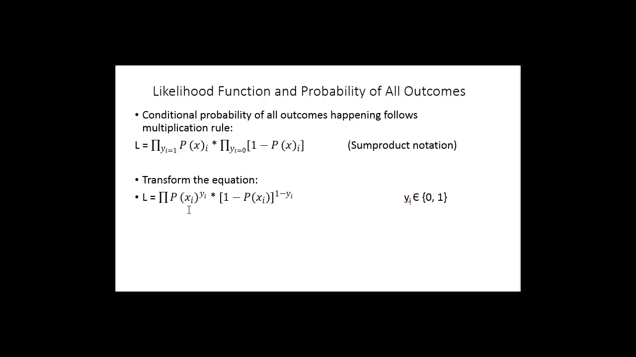If the case is success, then probability of success will be itself raised to the power of 1, and then 1 minus probability of success, which is probability of failure, to the power of 1 minus 1, or 0. The result of the second term will be 1, and then we'll continue. In case of failure, then yi will be 0. So the first term will be a number raised to the power of 0. That will be 1 times probability of failure, 1 minus p of xi, raised to the power of 1 minus 0, which is 1, the same probability.